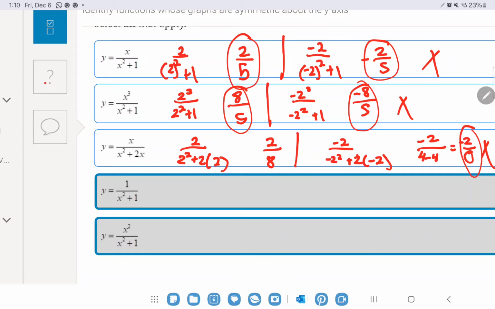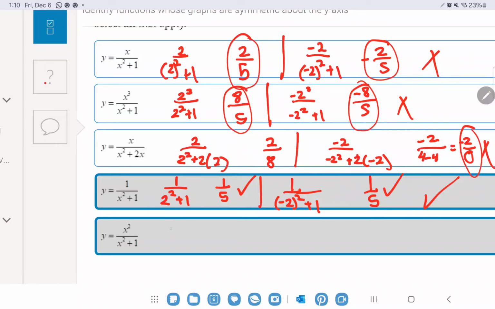Or either way, you can't put negative 2 as an answer. Now let's try this one. 1 over 2 squared plus 1 is 1 over 5. Now let's try negative. 1 over negative 2 squared plus 1 is 1 over 5. Did you get the same answer twice? Yes, you did. So this is an even function.